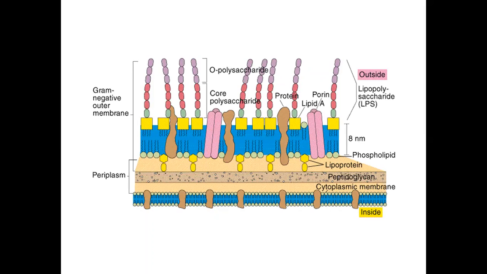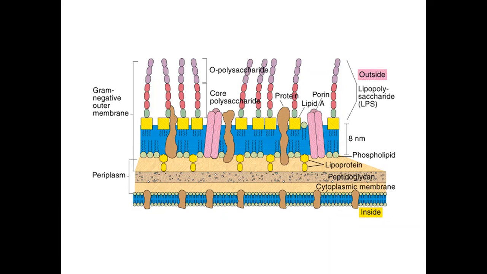This is the structure of the cell envelope of bacteria, composed of the cytoplasmic membrane and the periplasmic space. The periplasmic space is present only in gram-negative bacteria and contains peptidoglycan. Peptidoglycan in gram-negative bacteria is composed of about 5 to 10 layers, while in gram-positive bacteria it is composed of 20 to 40 layers.